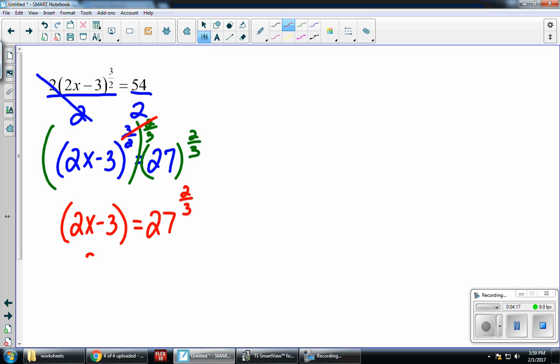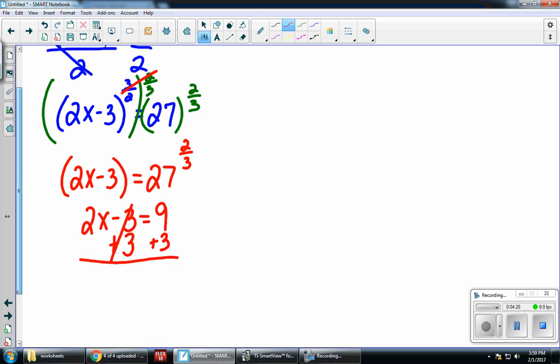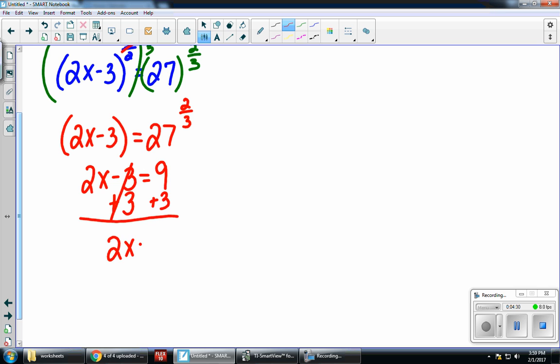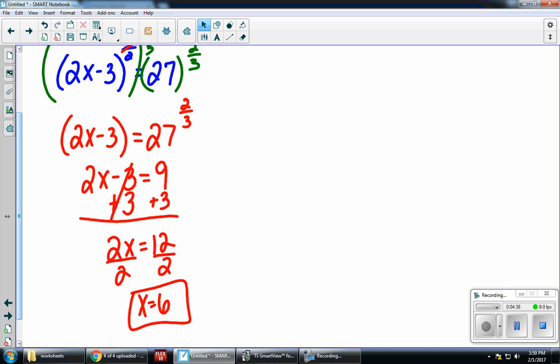So that means that 2x minus 3 is equal to 9. So the only thing left to do is solve for x. I'm going to add 3 to both sides. I'm going to get 2x is equal to 12. Divide both sides by 2. So x equals 6. And there you go. That's how we use reciprocal powers to solve equations with fractional exponents.